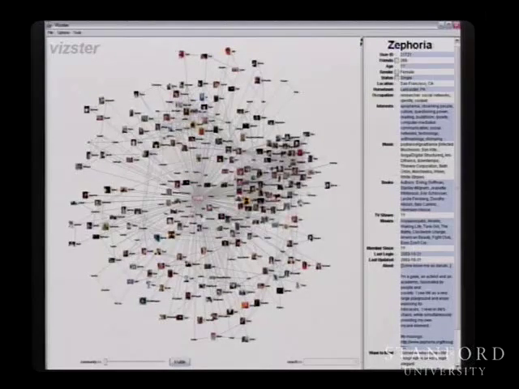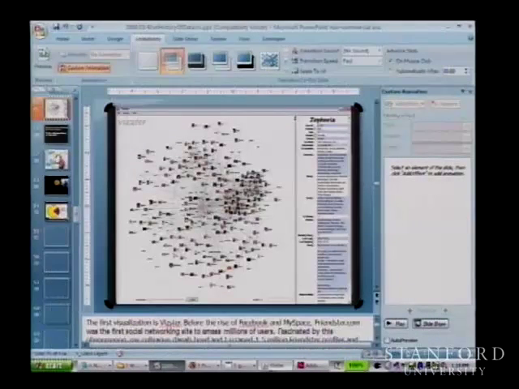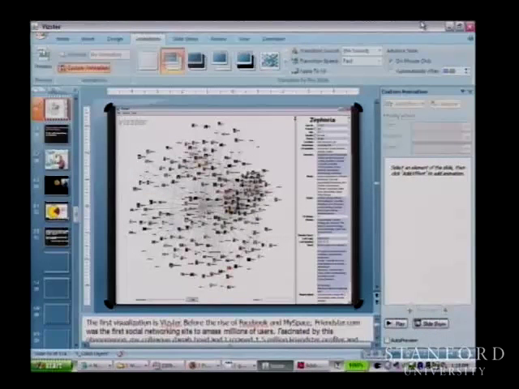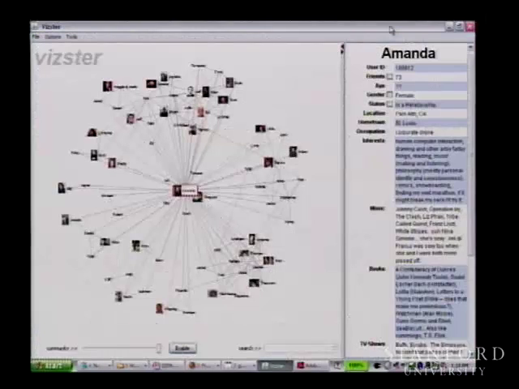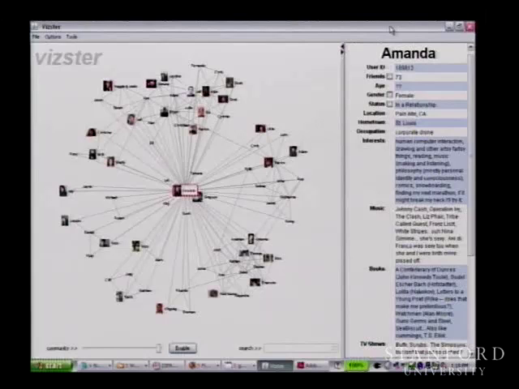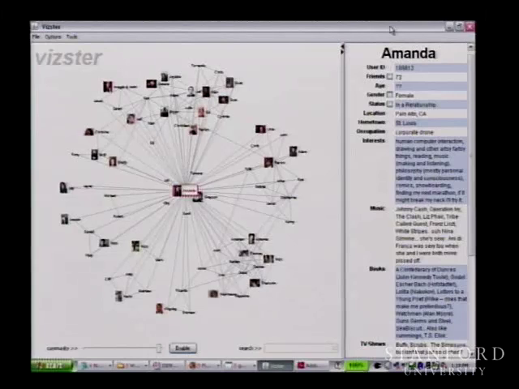For which I had a demo running. Here it is. So as this loads, Vizster was based on a collection of data we crawled from Friendster.com, which before MySpace and Facebook became household names, was the first social networking system to really amass millions of users. So my colleague Dana Boyd and I crawled the site and collected 1.5 million profiles, did a number of different analyses, but also built a visualization tool to allow end users to explore their own networks.